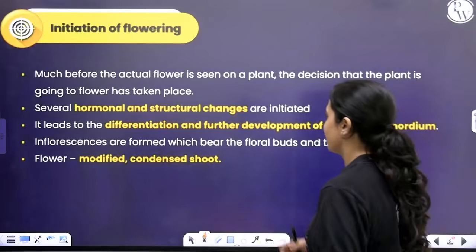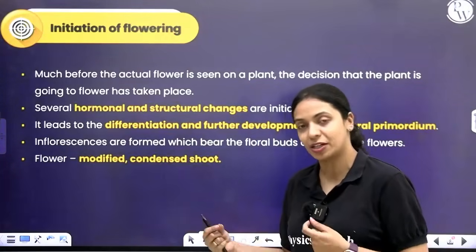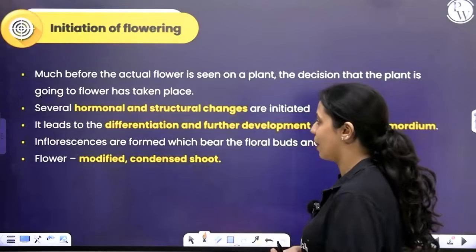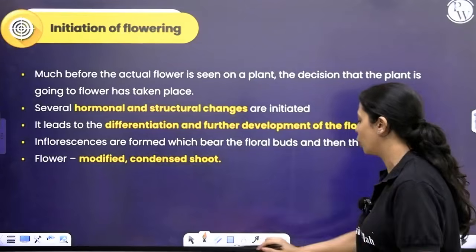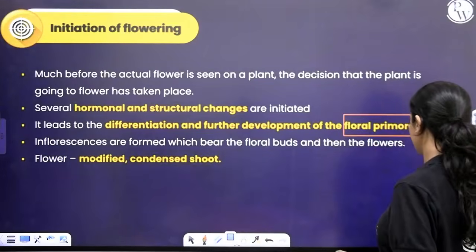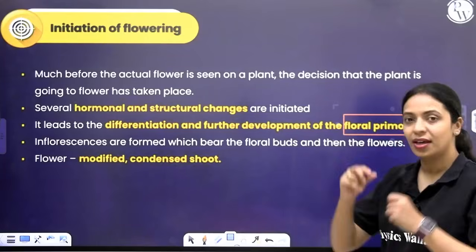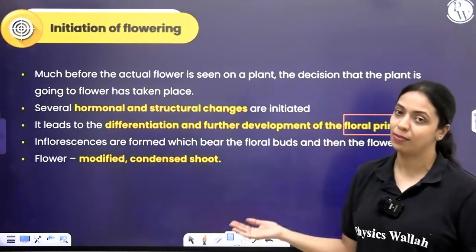At that time, several hormonal and structural changes will be initiated. I told you, right? Chemicals will be transported from the leaf to the apical meristem. So all of these things will keep happening, and it leads to the differentiation and development of the floral primordium. Okay. So from here, inflorescence will be formed. The inflorescence will bear floral buds, which will eventually become flowers.